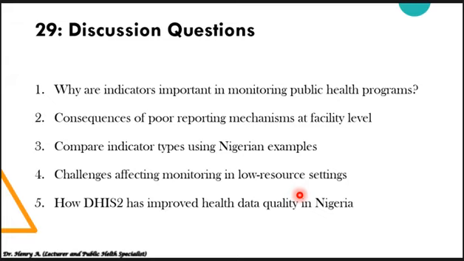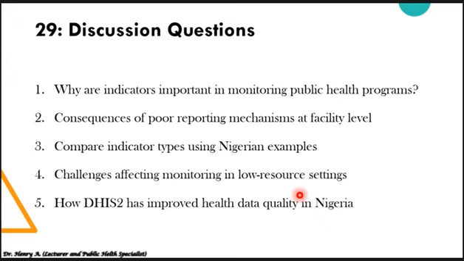Now, question number 3 says compare indicator types using Nigeria examples. We want to compare input, process, output, outcome, and impact indicators. What are input indicators? They measure resources committed to a program. An example is the number of long-lasting mosquito nets procured or the number of health workers trained. The number of nets purchased and the number of workers trained have to do with the resources committed into the program.